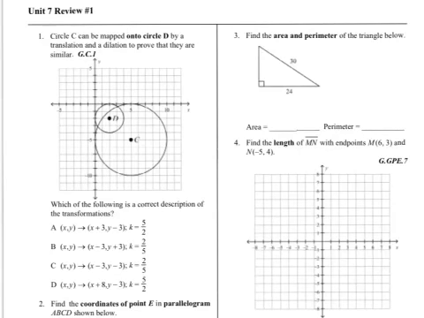This question says circle C can be mapped onto circle D by a translation and a dilation to prove that they are actually similar. So the first thing we need to pay attention to is the fact that it says circle C is mapped onto circle D. That means it's going from a large circle onto a smaller one. So that means the dilation has to be smaller. So if that's the case, then I can automatically eliminate A because 5/2 is bigger, and that doesn't help.